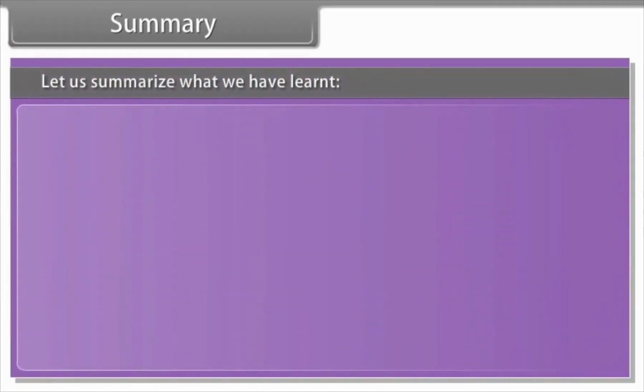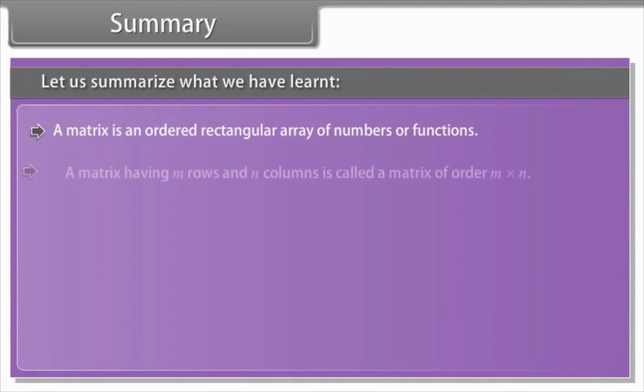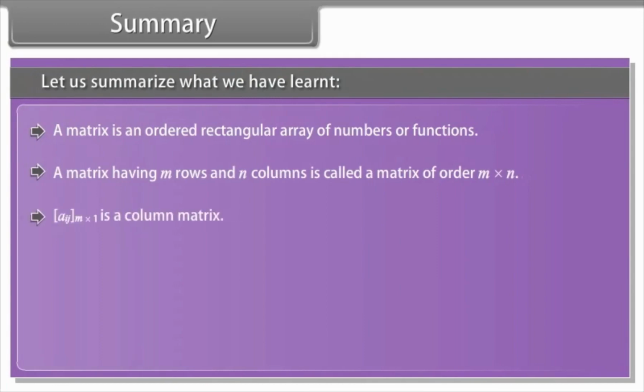Summary. Let us summarize what we have learned. A matrix is an ordered rectangular array of numbers or functions. A matrix having m rows and n columns is called a matrix of order m by n. [aij] m by 1 is a column matrix. [aij] 1 by n is a row matrix.